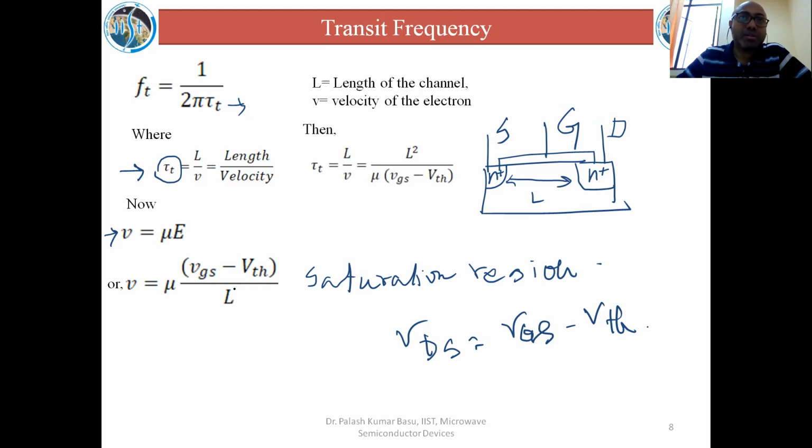Now, what is my tau T? I have calculated this V, so tau T is equal to L by V. Writing V here, you will get tau T equal to L square over mu times VGS minus V threshold. Now here I will see the angular frequency, 2 pi f t.